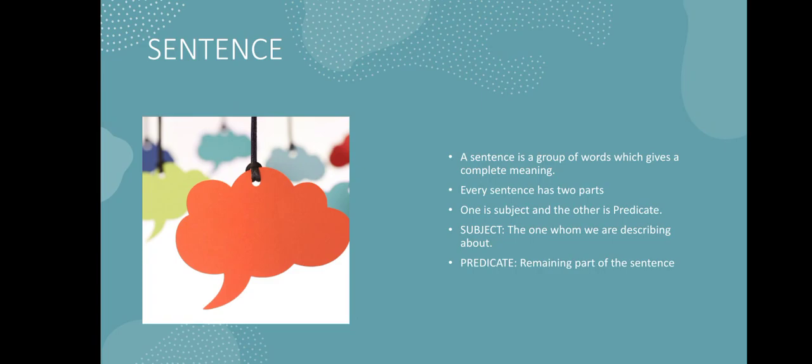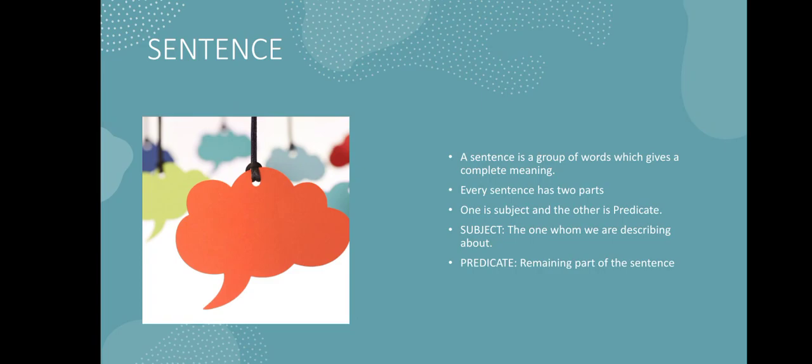In every language it should convey what we are talking about. For that it should be a combination of words, and it should also convey the meaning. Not only the words we pronounce, but they should be kept in the correct order. So a group of words that can convey the correct or complete meaning is called a sentence.